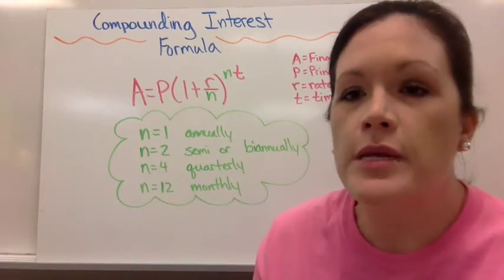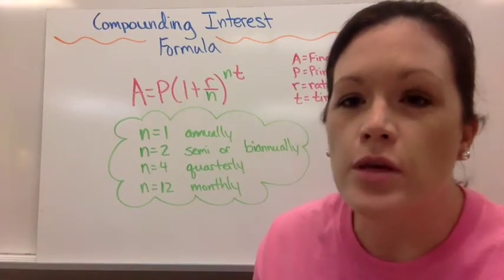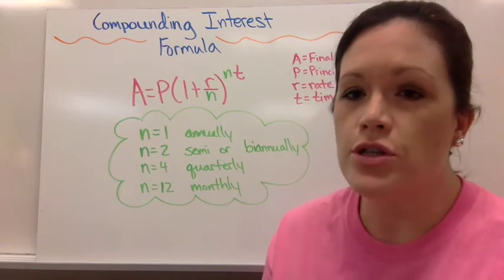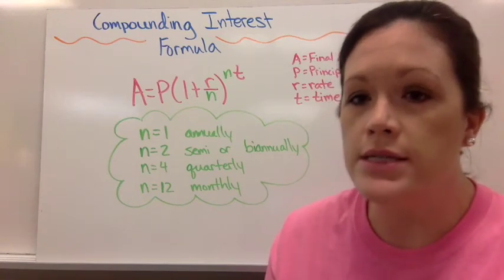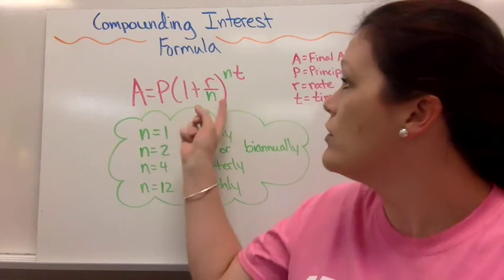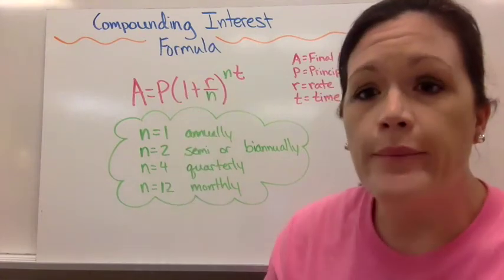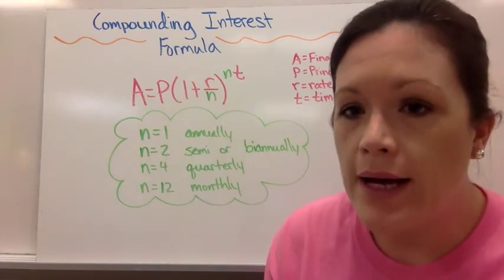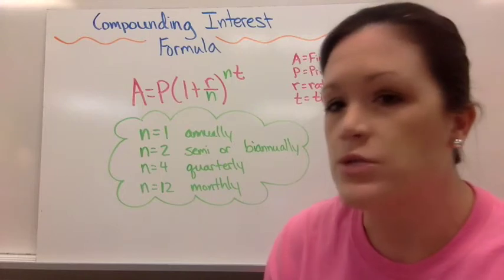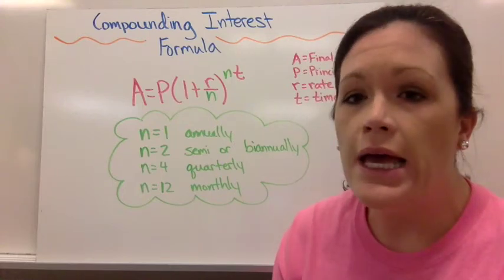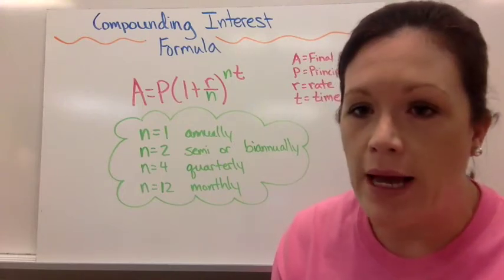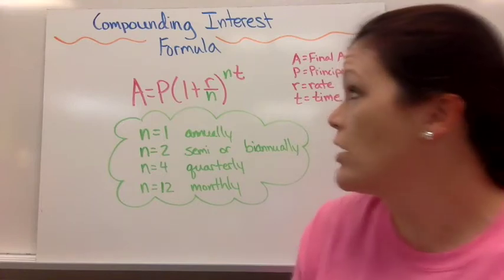Let's talk for just a few minutes about the compounding interest formula. This formula is very similar to the growth formula in the way that it's greater than 1 for what we're calculating, but the rate is divided by n, and n represents words like monthly, annually, semi-annually, biannually, that sort of thing. So I look at our formula.